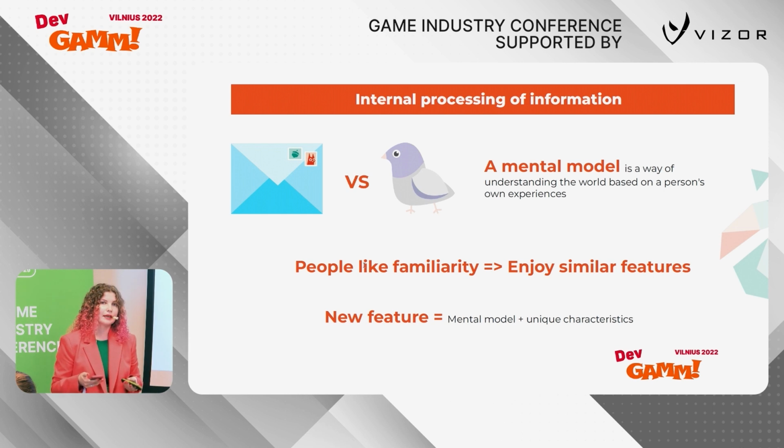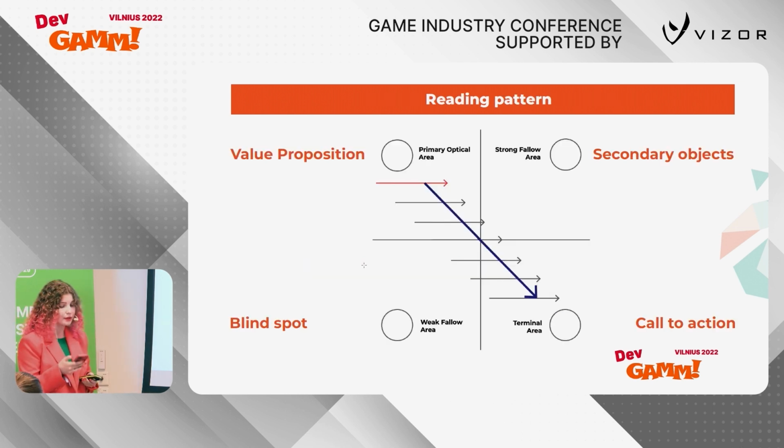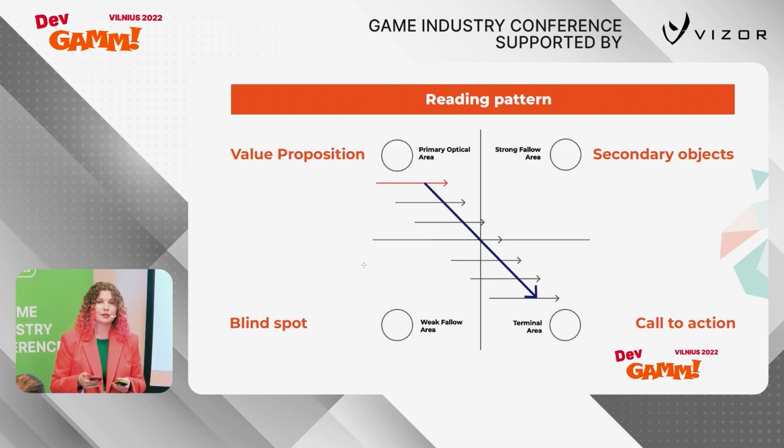And many video games have similar features, but it's not because we are lazy to develop something new, but because people like familiarity. They enjoy it because they already know how to navigate in the game. So when you're developing a new feature, you just need to identify the key points in the existing mental models and add your unique characteristics.